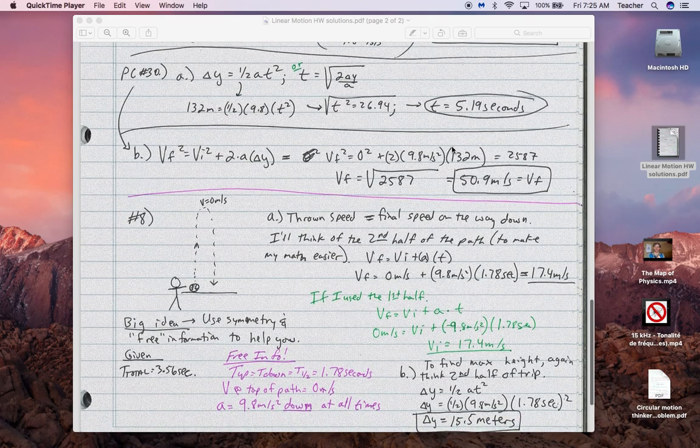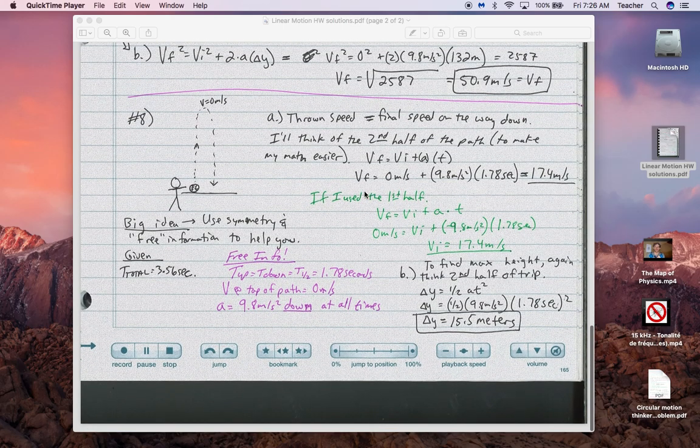For part B, it's asking about the final velocity. So once again, I can use this last kinematics formula, using delta y instead of delta x just because it's vertical. And I get around 50.9 meters per second. You could have also done v equals a times t. You know the acceleration, you know the time, so you could have gotten it that way.